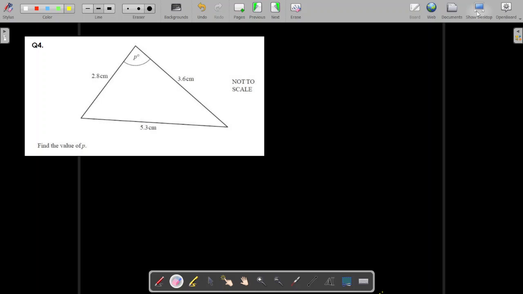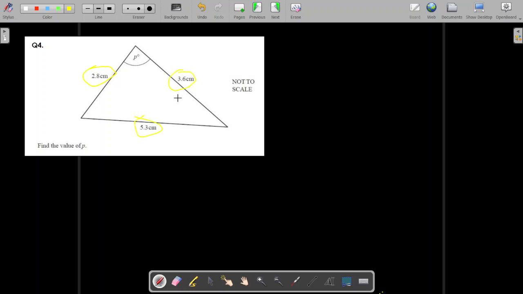Hello again, this is another problem as part of a previous exam for you guys, and this problem is going to use either the sine or the cosine rule, depends on what you have. As you can see in this problem, he's trying to find out the value of p, and the value of p is an angle, and with this angle there is some given information. He gave you the three sides.